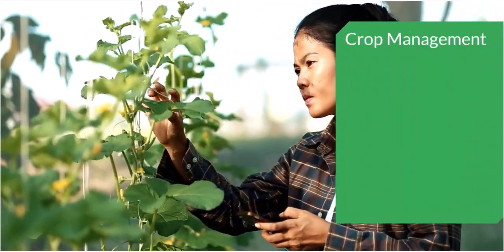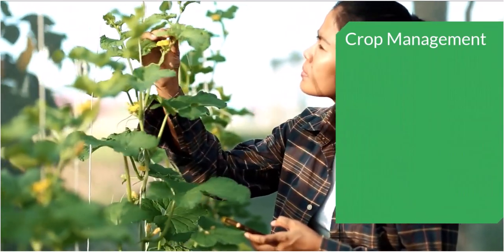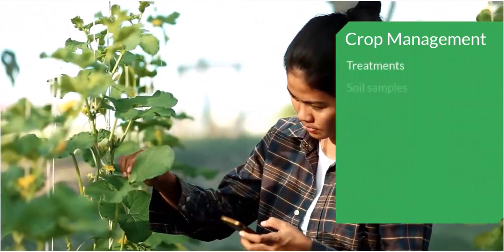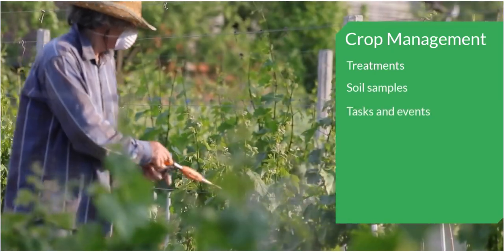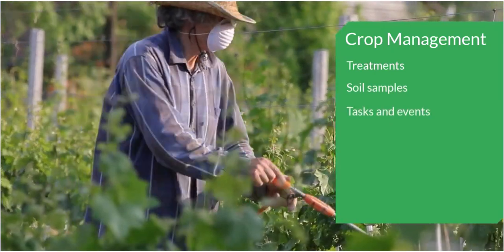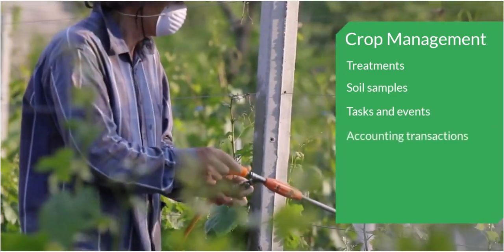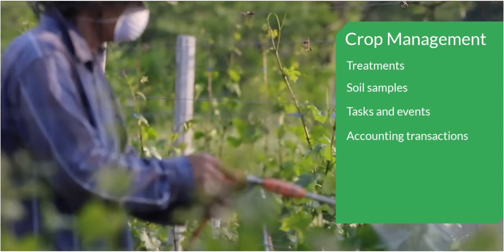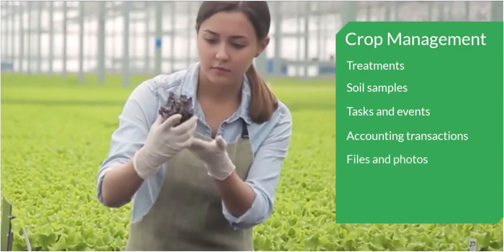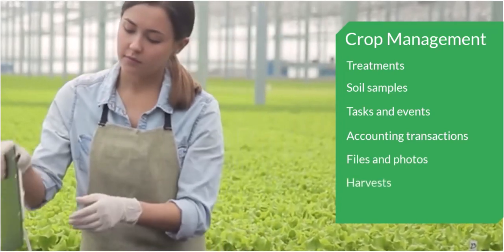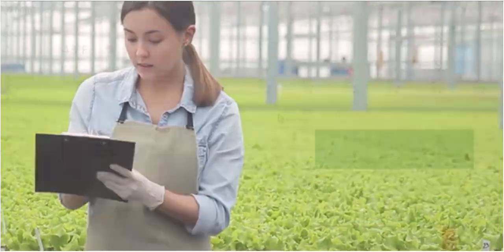Now let's take a look at the day-to-day operations of your plantings and grow locations. We'll apply treatments, record soil samples, and create tasks and events to remind you of what needs to be done. We'll examine how you record accounting expenses to generate a profit and loss statement for your individual plantings, crop types, and grow locations, and how you'll keep files and photos associated with them as well. And when they're ready, we'll also learn how to harvest the crops and add them to your inventory.